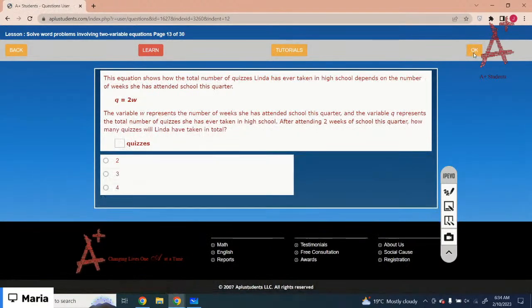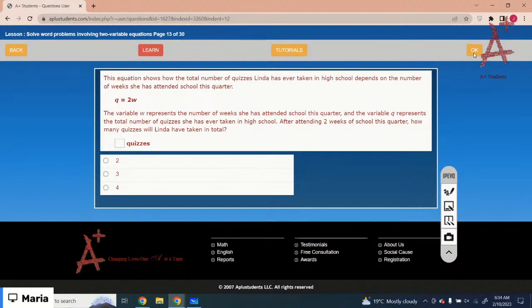Okay, the next one is Q equals 2W. The variable W represents the number of weeks she has attended school this quarter, and the variable Q represents the total number of quizzes she has taken in high school. After attending 2 weeks of school this quarter, how many quizzes will Linda have taken in total?